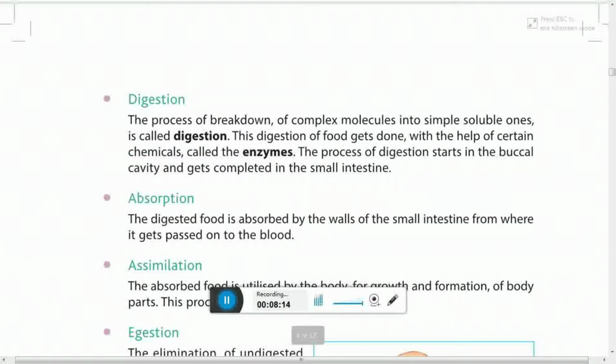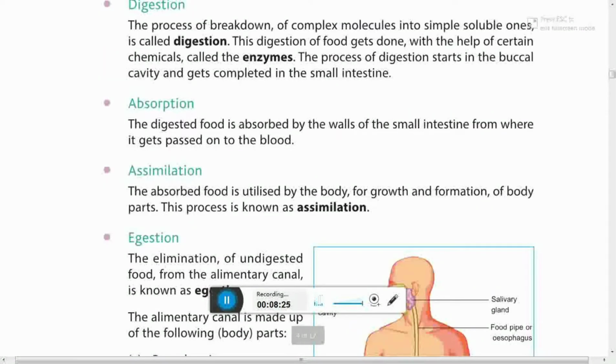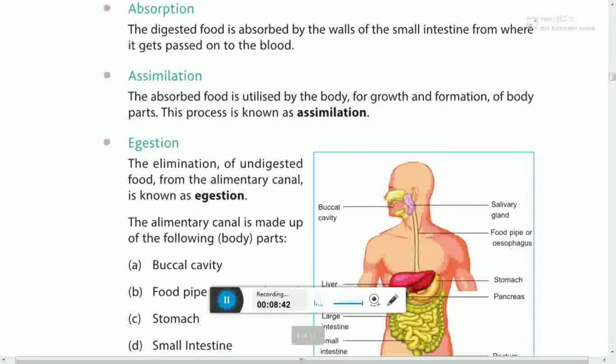Next step, absorption. The digested food is absorbed by the walls of a small intestine, from where it gets passed on to the blood. Next, assimilation. The absorbed food is utilized by the body for growth and formation of body parts. This process is known as assimilation. Next, egestion. The elimination of undigested food from the alimentary canal is known as egestion.